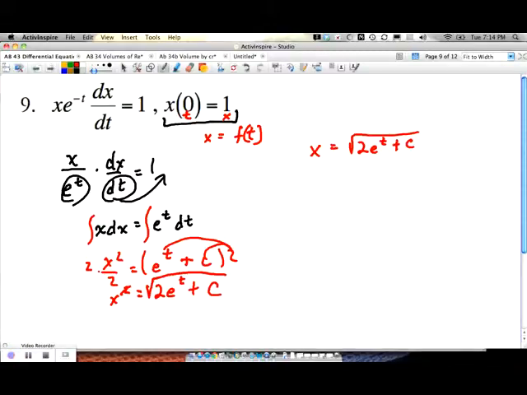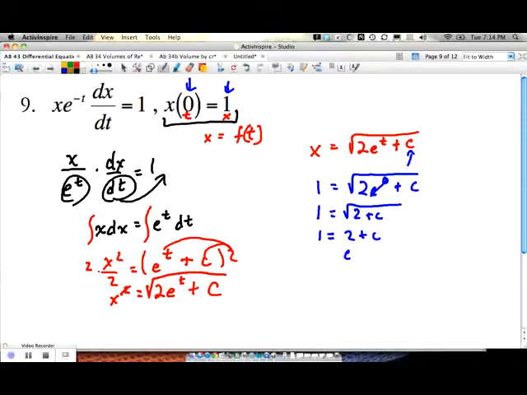Now this information here is going to be helpful to me, because if I plug in t equals 0 and I get x equals 1, I can use that to solve for c here. So x is going to equal 1, t is going to equal 0. I'm going to see how the rest of the relationship unravels. Well, e to the 0 is just 1. So that's 1 equals square root of 2 plus c. If I square both sides, then 1 equals 2 plus c. And c is equal to negative 1.